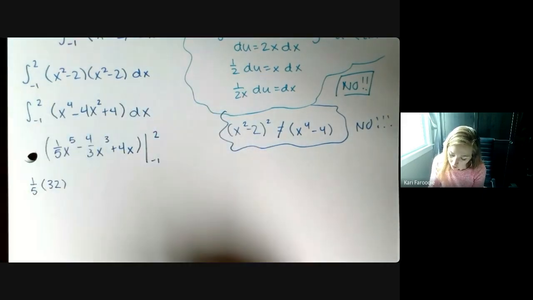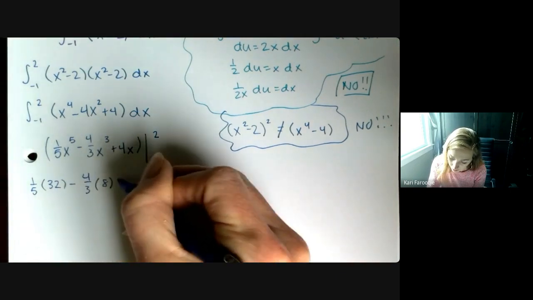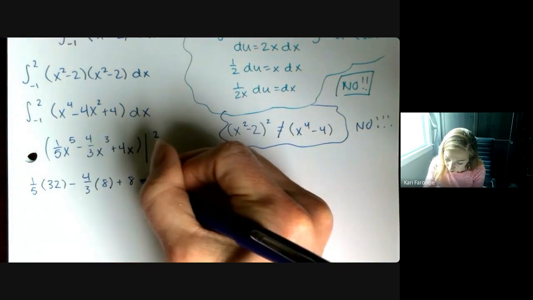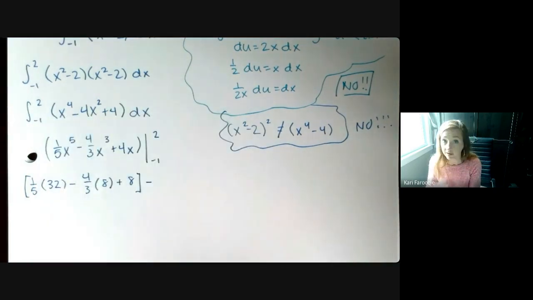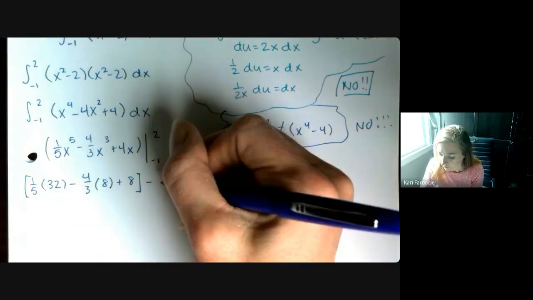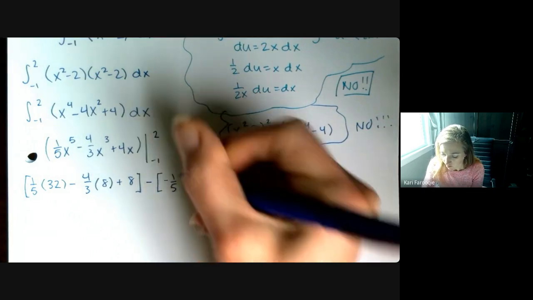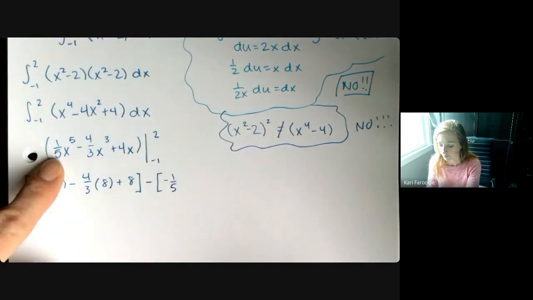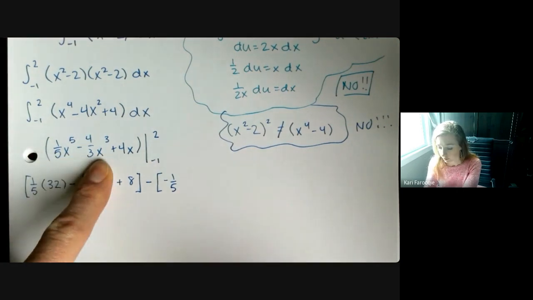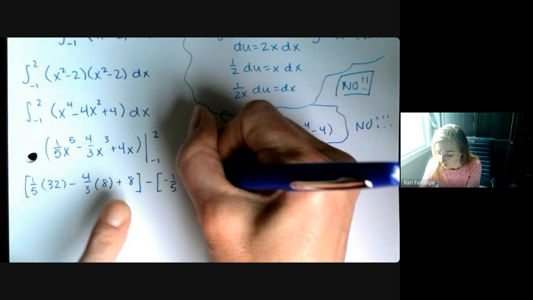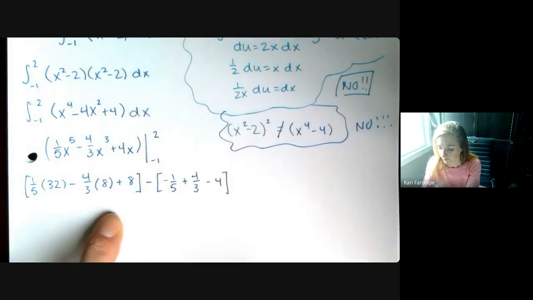All right, so 2 to the 5th is 32. 2 cubed is 8. 4 times 2 is also 8. All right, so I'm going to use my brackets here. I'm going to subtract off what's happening at the lower limit. -1 to the 5th is -1, so that gives me -1/5 here. -1 cubed is still -1 times -4/3 is +4/3. And then I'll have -4.